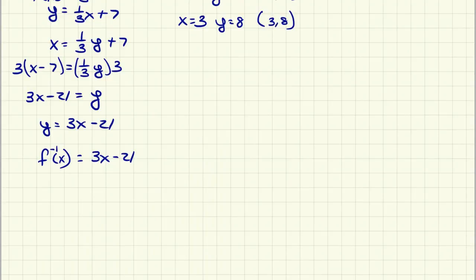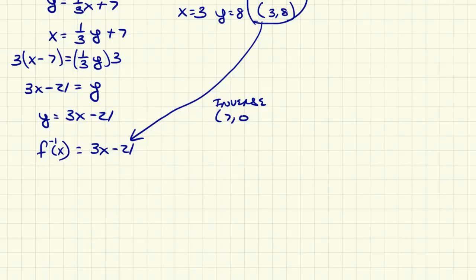Now, what I want to do is take these two points and shove them into my inverse function, and see if I get those same values back. Remember that the inverse, when we were graphing, we took the x value and the y value and we switched them. So that means that my inverse of (0, 7) should be (7, 0).